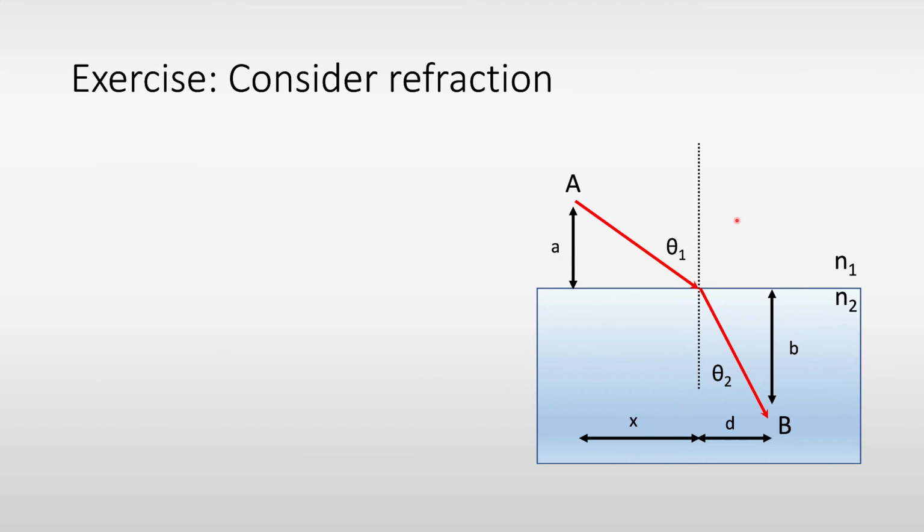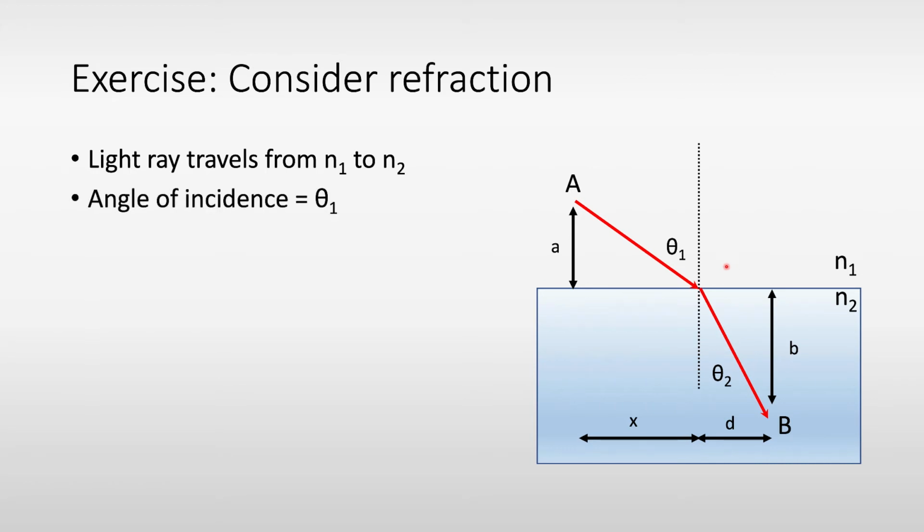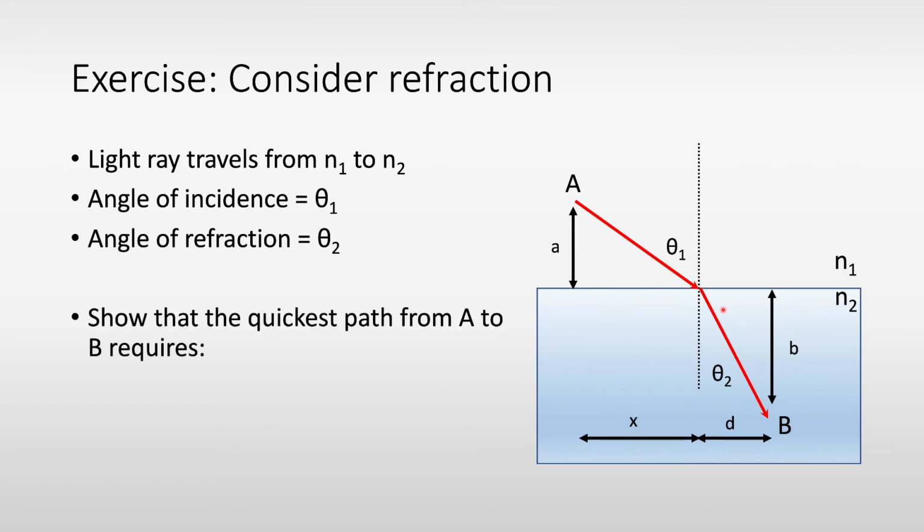Let's now consider the light moving from the material with refractive index n1 to refractive index of n2. The angle of incidence in this case is θ1 and the angle of refraction is θ2. In this exercise, what we'd like you to do is show that the quickest path from A to B requires this equation, that n1 sine θ1 is n2 sine θ2. The best way to do this is to come up with an expression for the time taken to get from A to the interface and then from the interface to B, using these distances and the speed of light in each material. Pause the video and we'll come back to your solutions shortly.